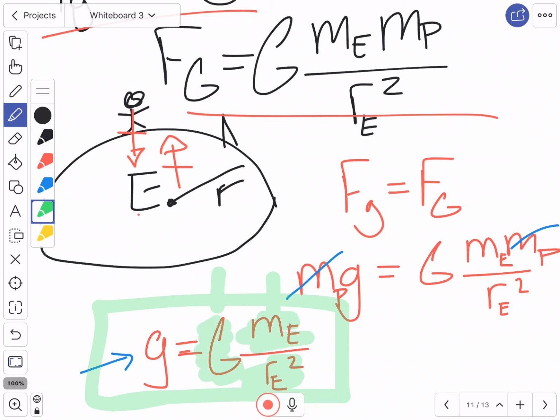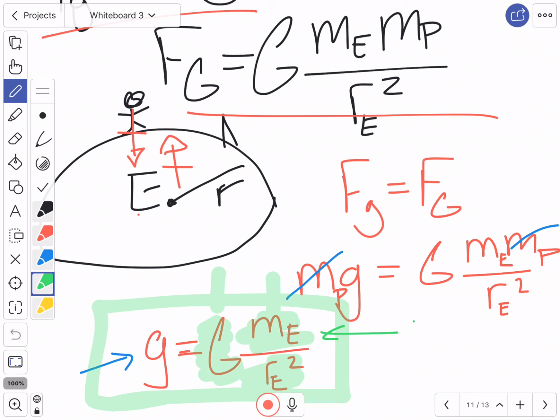Here's what I want you guys to do. 2-minute pause. Google search mass of the Earth, so you need this in kilograms. You need the radius of the Earth in meters. All right? I want you to plug that into this equation. You already know what capital G is, and I want you to prove to yourself that capital G times the mass of the Earth in kilograms divided by the radius of the Earth squared in meters is 9.8. Go and do that right now. You got 2 minutes, 3 minutes.